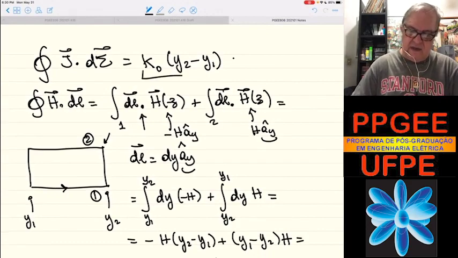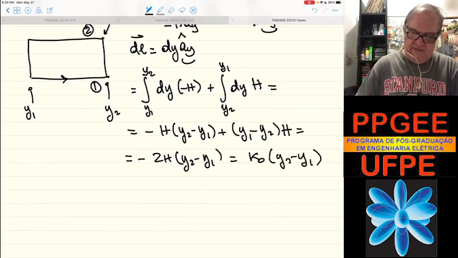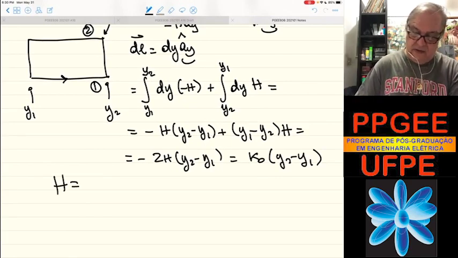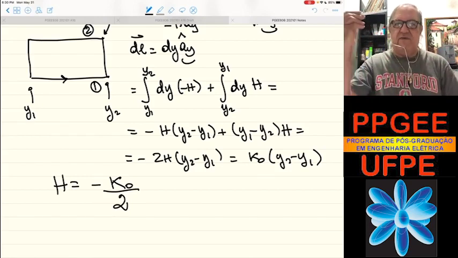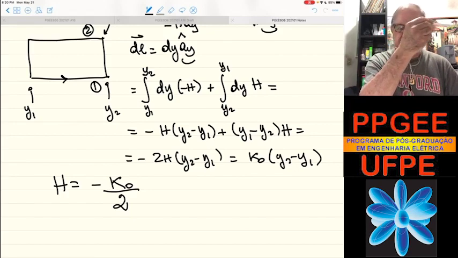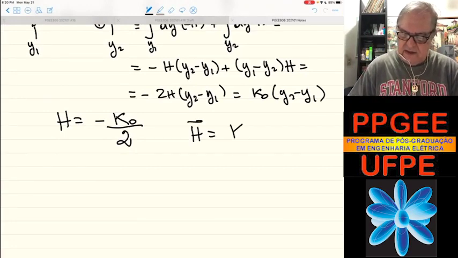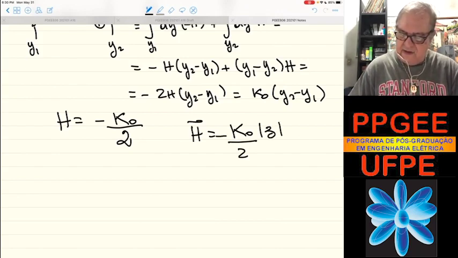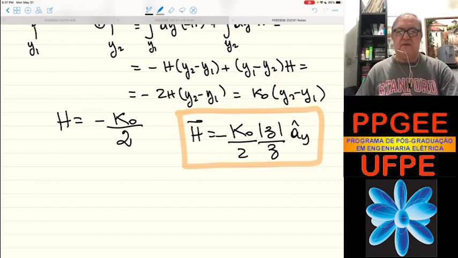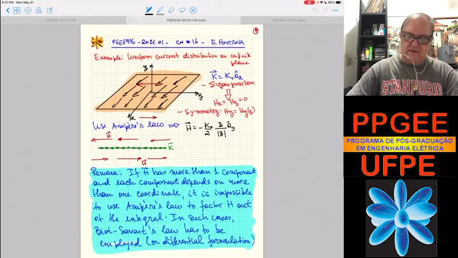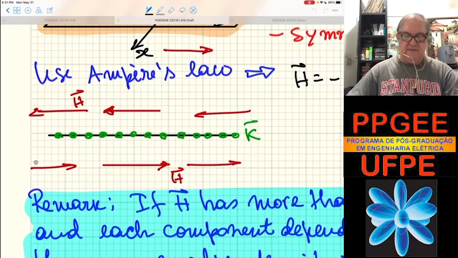So recall that the current enclosed is this one, K0. So we have the H field on the upper hemisphere. H equals minus K0 over 2. Correct sign, right? Because above, the field is in the direction opposed to ay, and below it is in the same direction as ay. So it means that the H field equals K0 over 2 times minus the sign of z times ay. That's the result we get from Ampere's circuital law. So if we look at the field, it's going to have this behavior. Above points to the left, below points to the right.